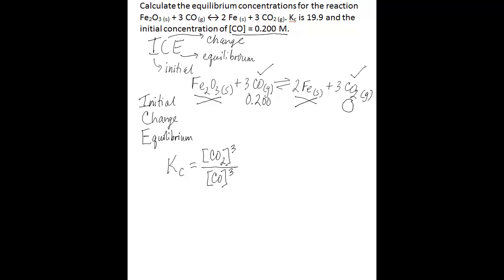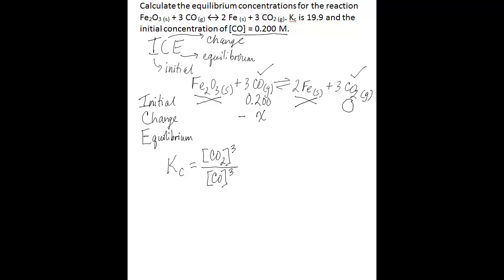So the next thing you need to do is move down to the next row that says change. And what you're going to do is define X as the concentration of carbon monoxide gas that reacts in order to reach equilibrium. So one thing you need to do here is realize that this will be negative because you're going to be losing carbon monoxide gas as it reacts with the Fe2O3 to give you products and to reach equilibrium.